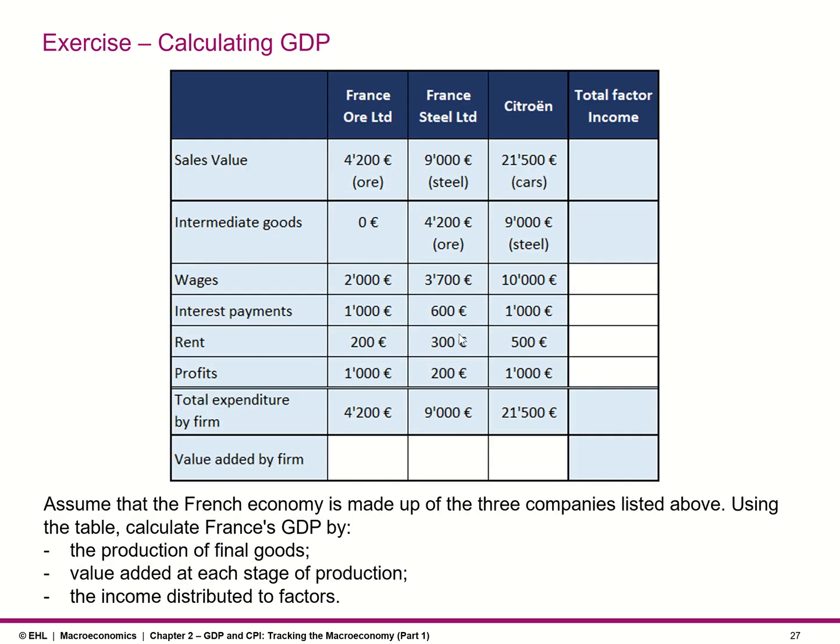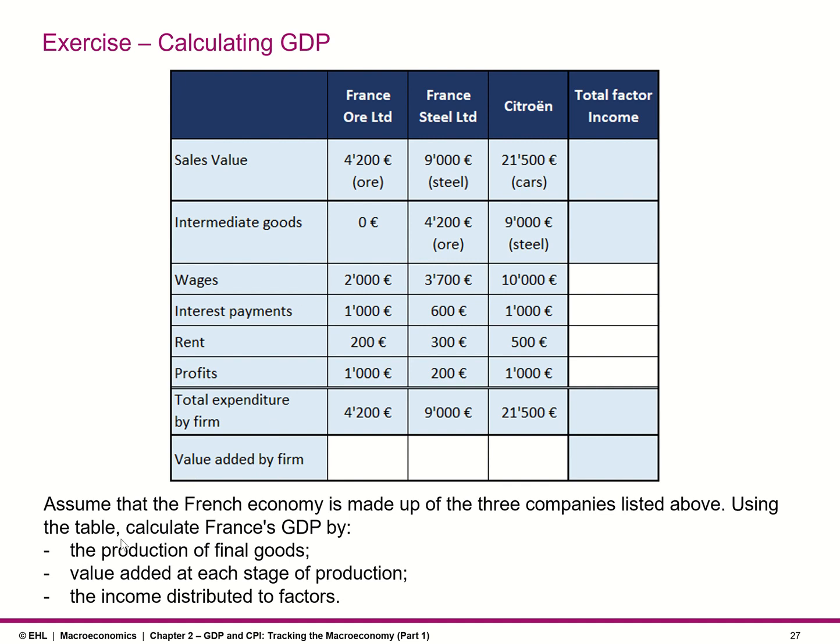Now let's have a look at these very easy exercises where you are asked to calculate the GDP according to the three methods: the production of final goods, the value added, and the income distributed to factors. Here we are ignoring the expenditure method. For this exercise, you have the answers in the file called solutions to in-class exercises. Feel free to compare your results with the solutions provided there. But it's a very easy exercise.